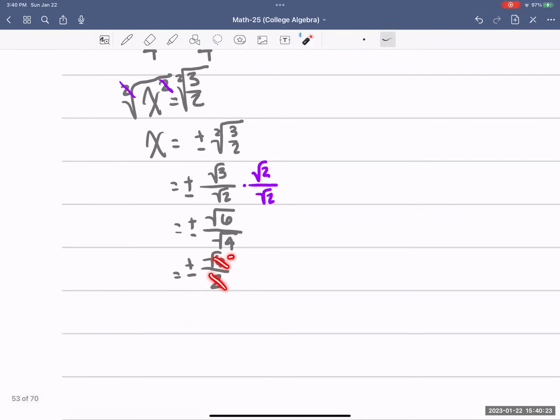We can't simplify these two and turn this into the 3 because this 2 is not underneath the square root. If it were, then we could simplify it, but then we would end up right back up here and having to do all that work all over again. But that's it. Our solutions are x is equal to plus or minus, so those two solutions, the square root of 6 over 2.